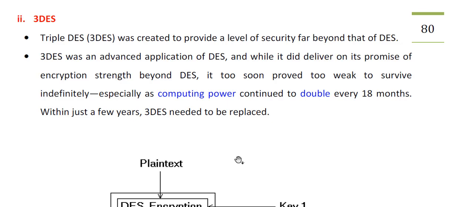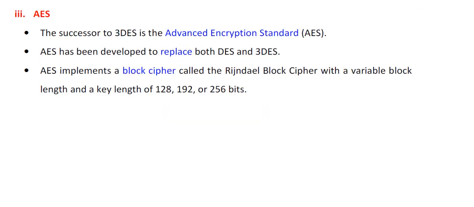So after DES and the 3DES failed to maintain a high level of security, a more sophisticated technique called AES was developed to replace the DES and the 3DES. AES is Advanced Encryption Standard. The AES was implemented in the same manner as the DES and 3DES, which means with blocks and with rounds and so forth, and uses key lengths of different sizes: 128, 192, and 256.